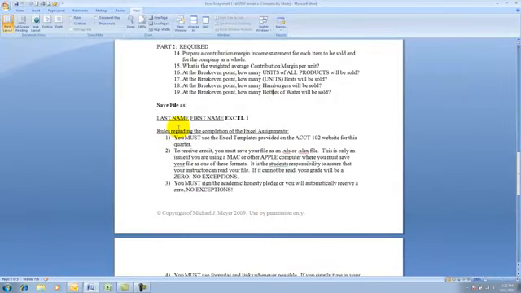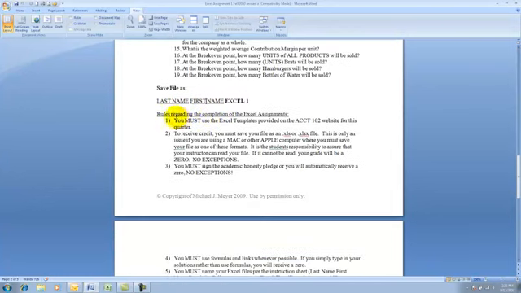The rules will be enforced without prejudice, but they will be enforced 100%. So you need to make sure that you name your Excel file, your last name, first name, and Excel 1. The other rules, you have to use the template provided on the Accounting 102 website for this quarter.